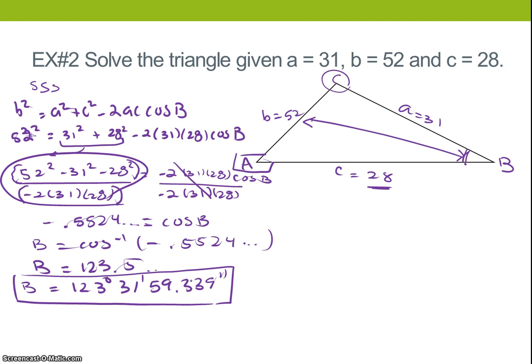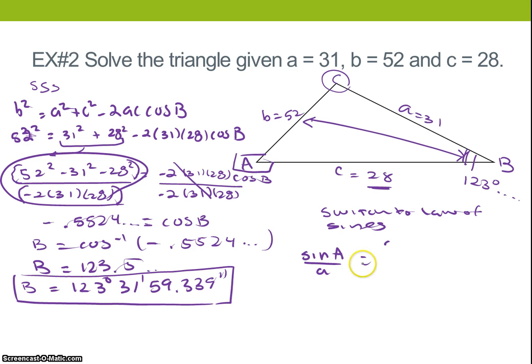So now that I found angle B, I know this angle, which is 123 degrees and some stuff. Once you have one angle, you can switch to the law of sines. So when I switch to the law of sines, I know that the sine of angle B over side B can equal the sine of angle A over side A. So I know that sine of A over a is sine of B over b.